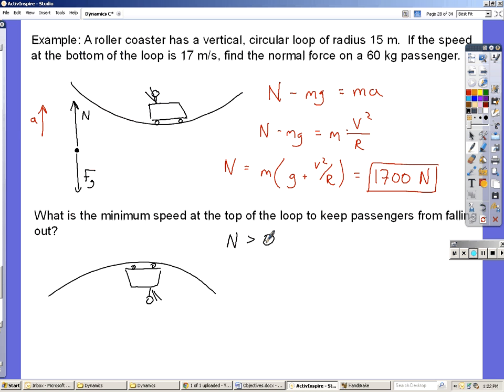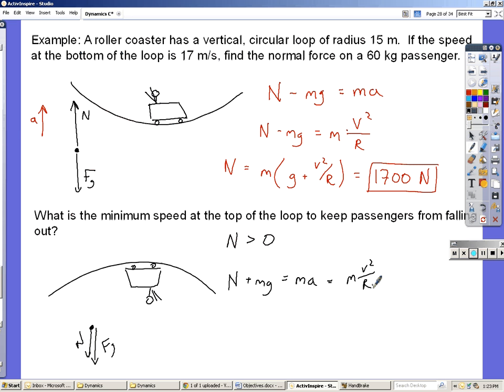But let's draw a free body diagram. In this case, the weight of the person points down, as always, but the normal force also points down because the seat is now located above the person. And that means that our equation becomes n plus mg equals ma, which, because we know this person is moving in a circle, is v squared over r.